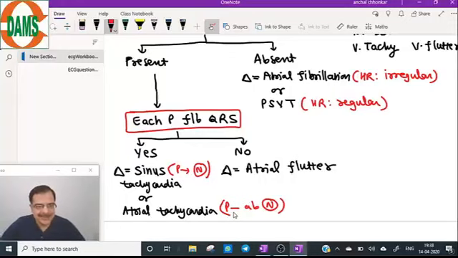So these are the 3 steps. Keep revising these steps and you will come to a correct diagnosis. And again, repeating, the examiner will not give you complicated arrhythmias. They will give you simple ones, a tachyarrhythmia or bradyarrhythmia.